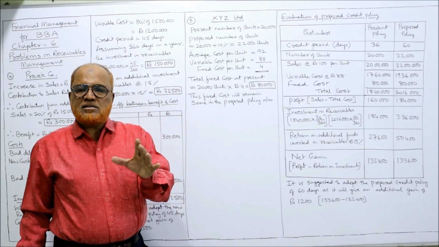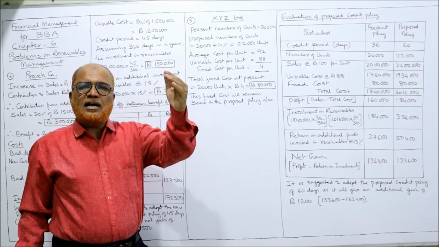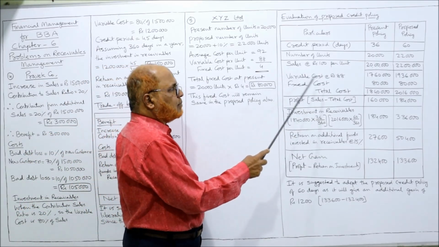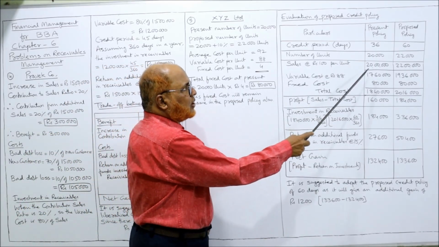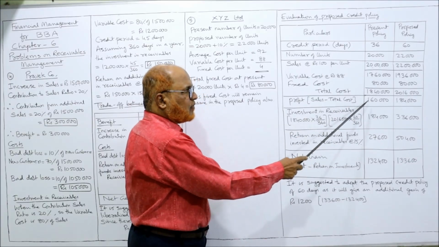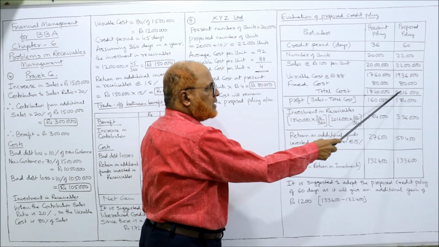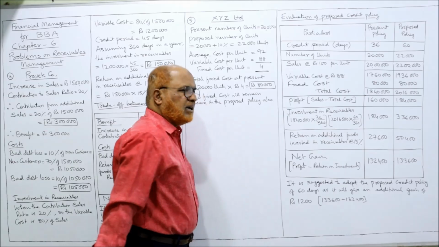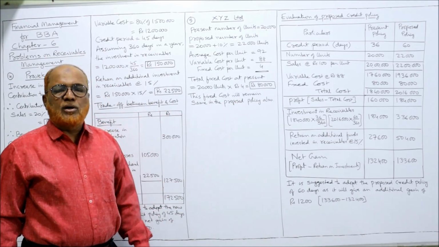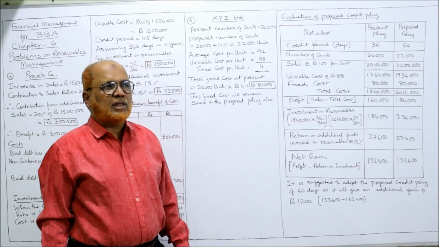We got sales and we got total cost. We already know sales minus total cost is equal to profit. Here sales minus total cost is the profit. 20 lakh minus 18 lakh 40,000, 1 lakh 60,000 is the profit in the present policy. In the proposed policy, 22 lakh minus 20 lakh 16,000, 1 lakh 84,000. So presently we are getting a profit of 1 lakh 60,000. In the proposed policy we are getting a profit of 1 lakh 84,000.